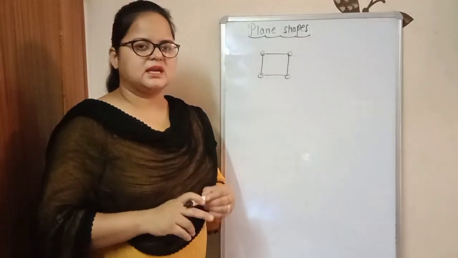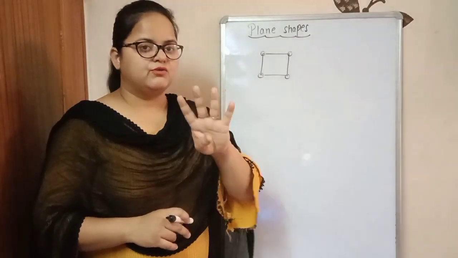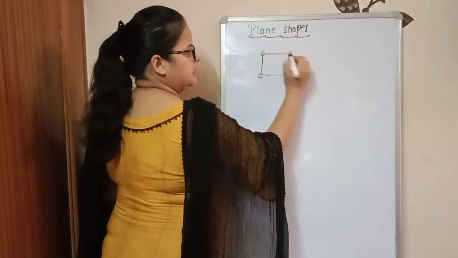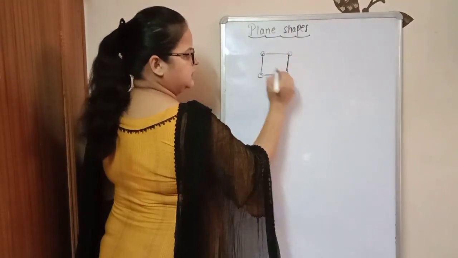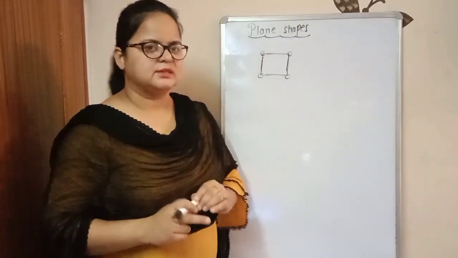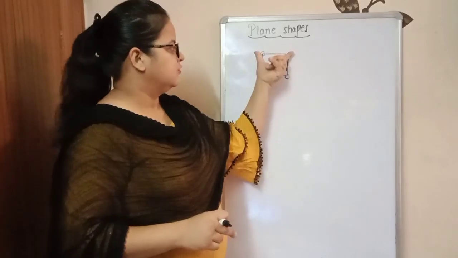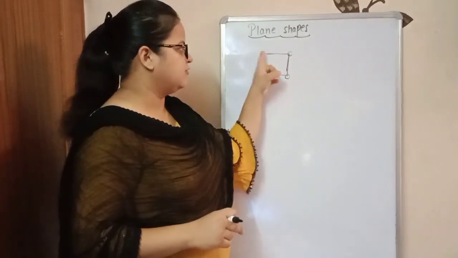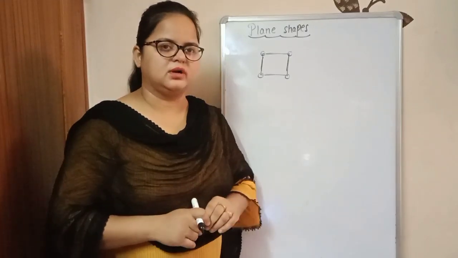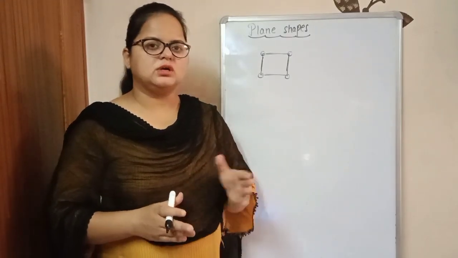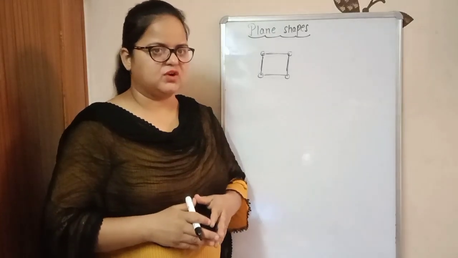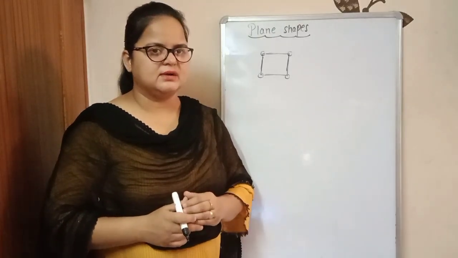How many corners are here in a square? 4. Very good. And sides? 1, 2, 3, 4. 4 sides. Yes, a square has 4 corners and 4 sides. एक square में 4 corners होती हैं and 4 sides. Understand what is the corner and what is side?